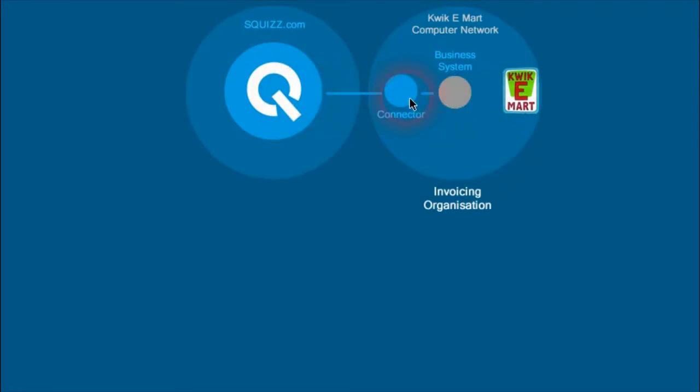So the first thing that Quickie Mart needs to do is become registered on the Squizz.com platform. And then once they're registered, they want to set up a relationship with the customer organization or person who's going to be paying for the invoices. So separately, we have another business, in this case, Springfield Police, which is going to connect with Quickie Mart on the Squizz.com platform.